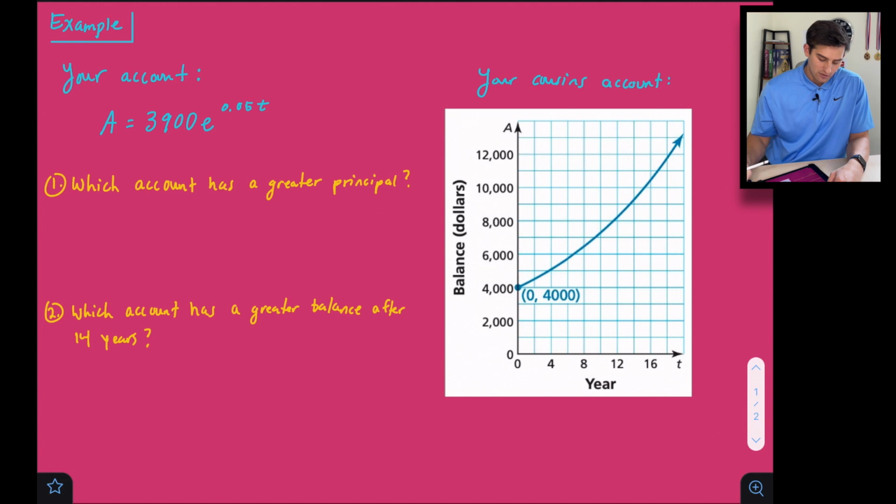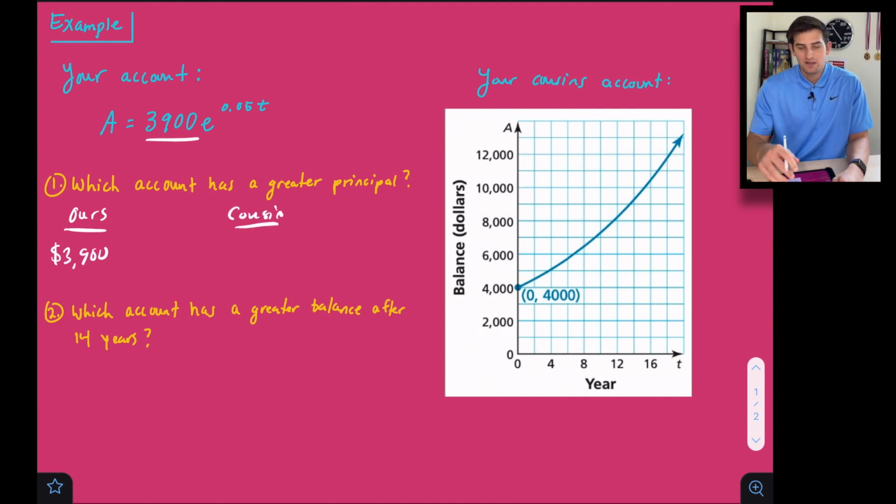So if we see in our account, so I'll use ours, we see this number right here. This would be $3,900. Okay, so for our cousin, that's going to be essentially when X is equal to 0, right? That's year 0. So if I plug in 0 for T, that's going to become E to the 0. Anything to the 0 power is 1. And then 1 we would multiply, and that's how we get 3,900 for our account.